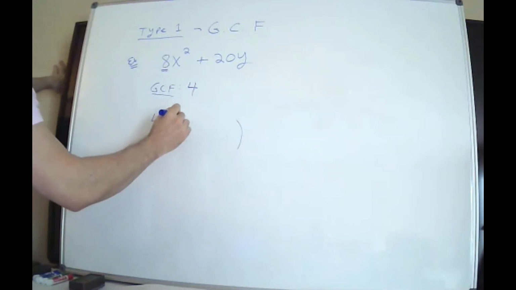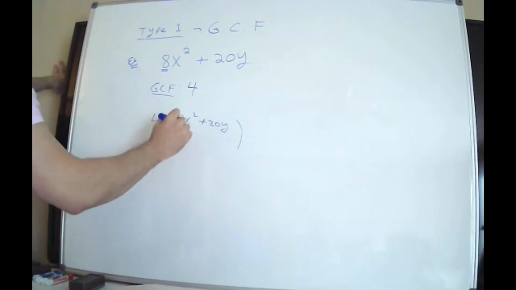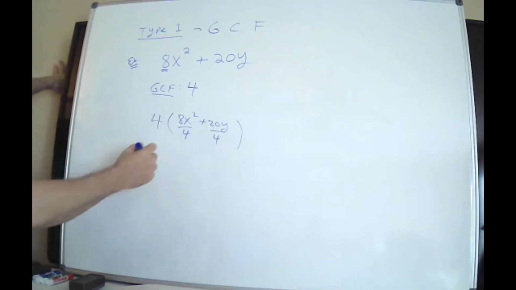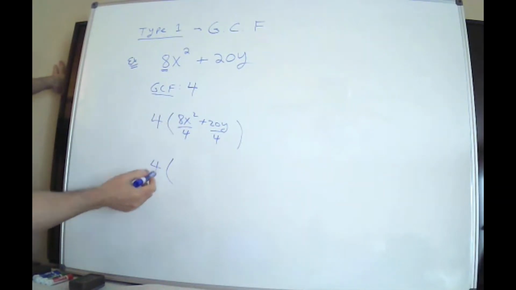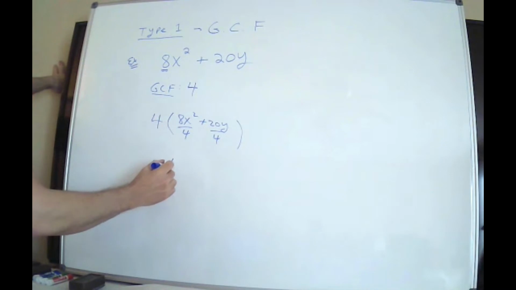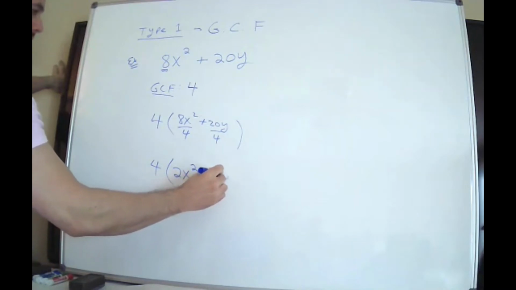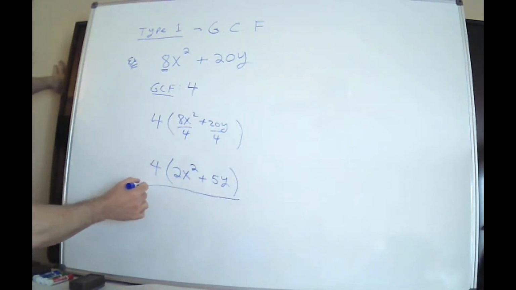Take each term inside and divide each one by the GCF. You are dividing it away from them. And now do this division. You will get to a point where you do this in your head. You'll see in the other examples I do. At some point, I'll do that. 8 divided by 4 is 2. X squared stays. 20 divided by 4 is 5. The y stays. This is factored now.